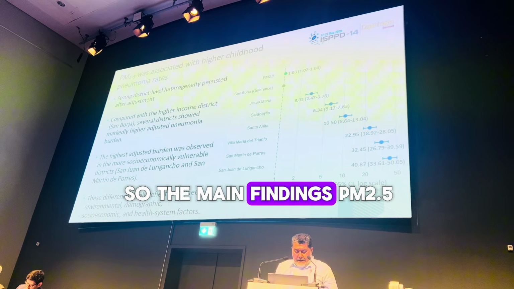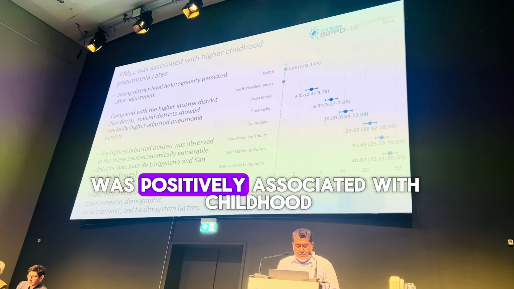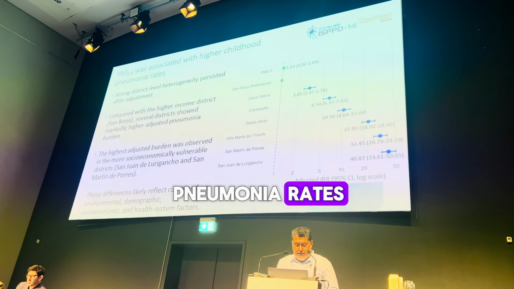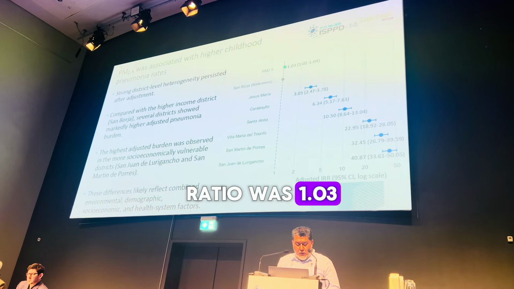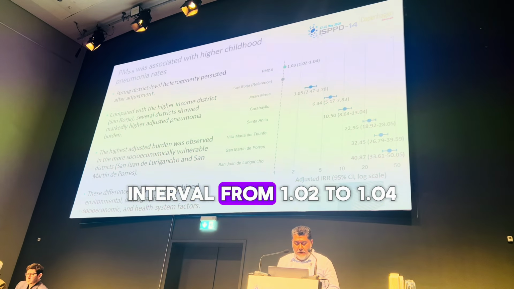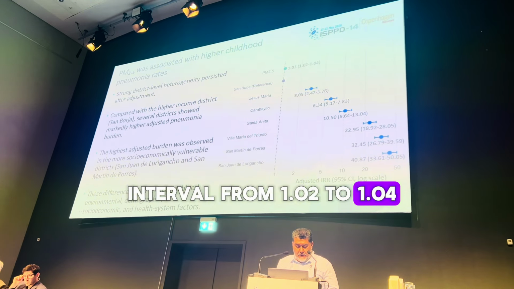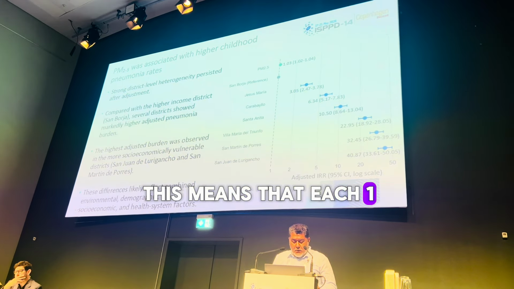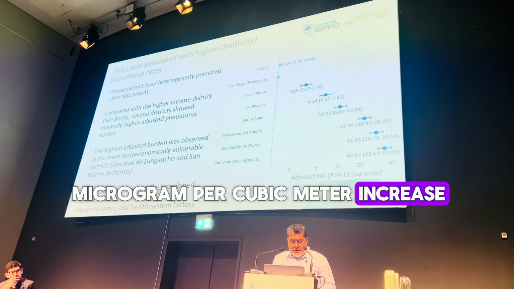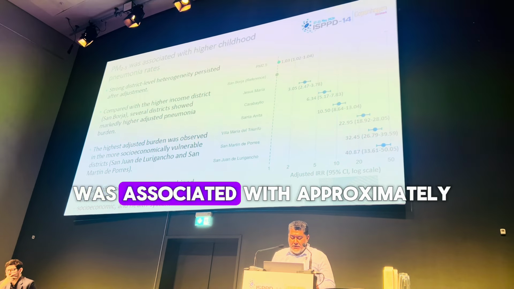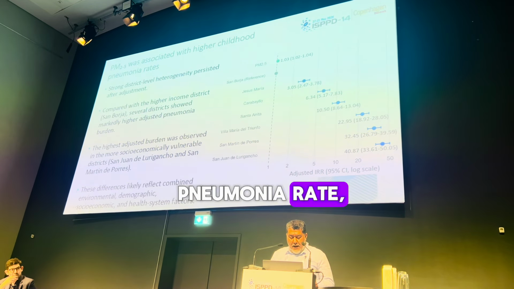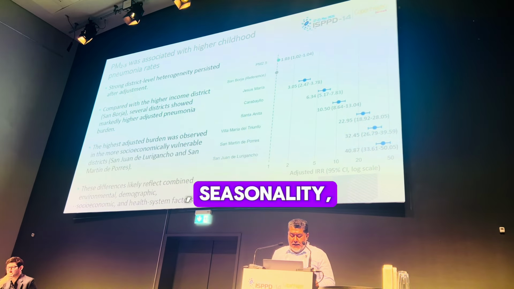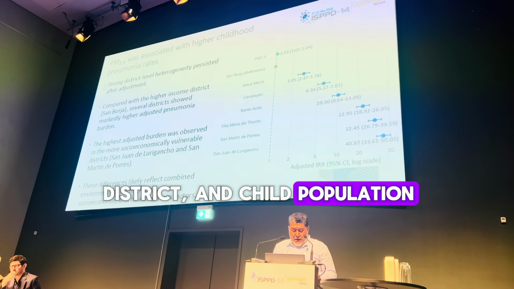So, the main findings. PM2.5 was positively associated with childhood pneumonia rates. The adjusted incidence rate ratio was 1.03 with a 90% confidence interval from 1.02 to 1.04. This means that each 1 microgram per cubic meter increase in weekly PM2.5 was associated with approximately a 3% higher childhood pneumonia rate after adjustment for time, seasonality, district, and child population.